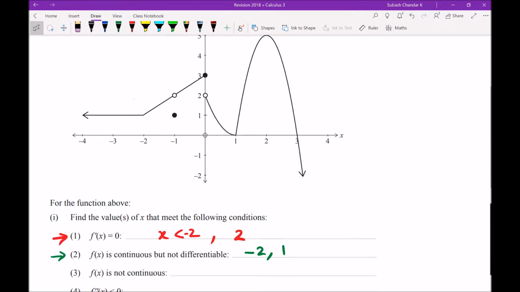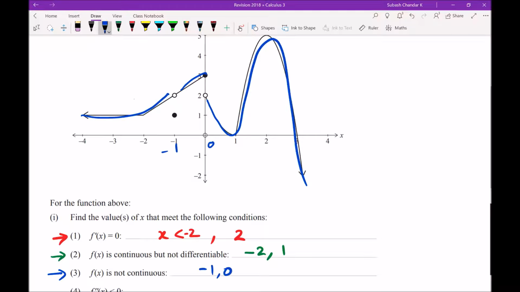Now, the next part it's asking for is where f of x is not continuous. So we're basically looking for breaks. If I draw from the left-hand side to the right-hand side, I take a break here, I take a break here, but the rest of it I can just keep going. So how many points are there? It's 2 points, and that's negative 1 and 0. Okay?